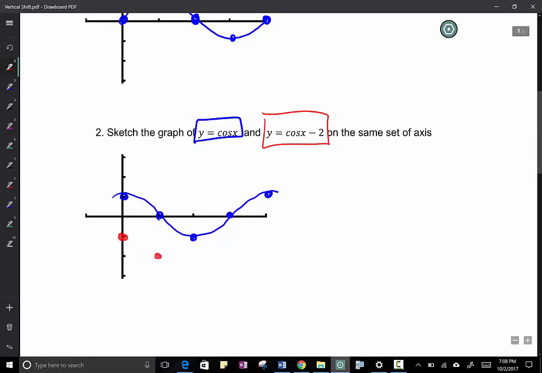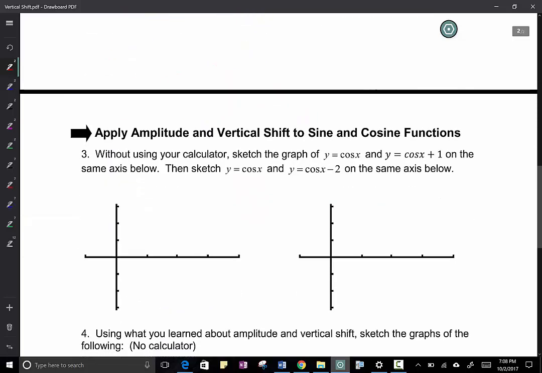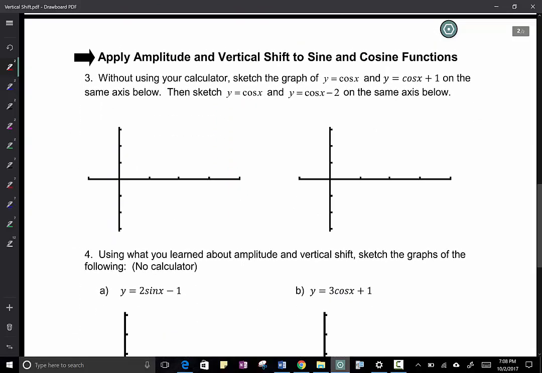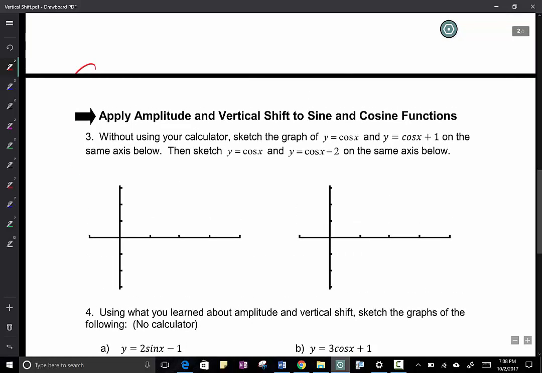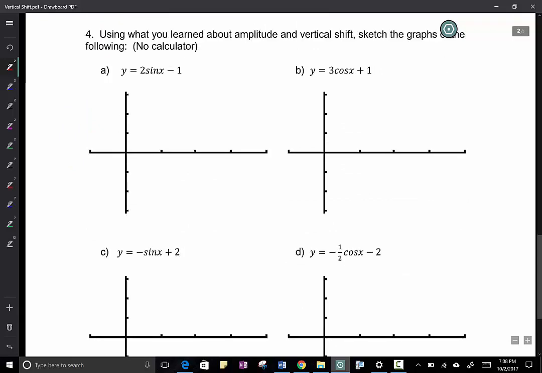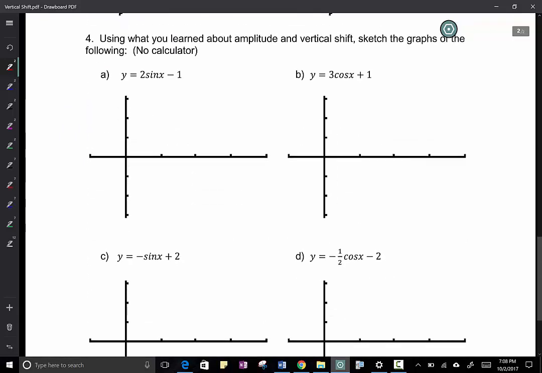Move this one down 2. Move this one down 2. Move this one down 2. What do you know? It still looks like a V like it's supposed to. And then there we go. All right? That's a vertical shift. So let's do a combo. Some of these have amplitude and a vertical shift. Okay? This is just practice. You can do number 3 without me. I'm going to help you on one of these down here, and then the video will be over.